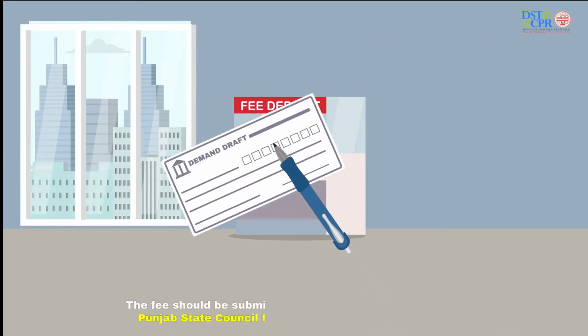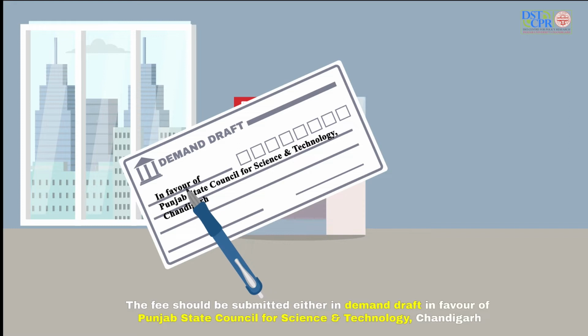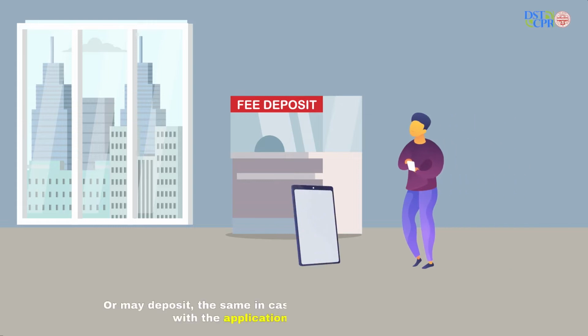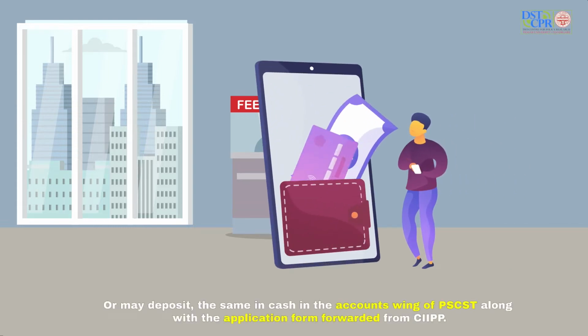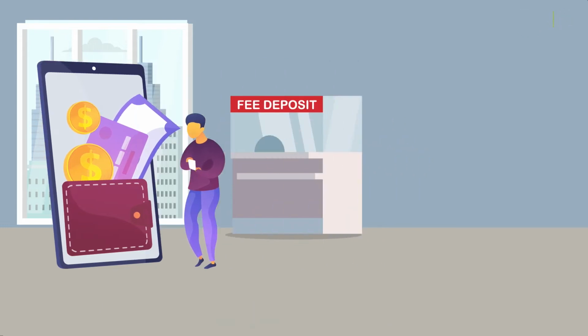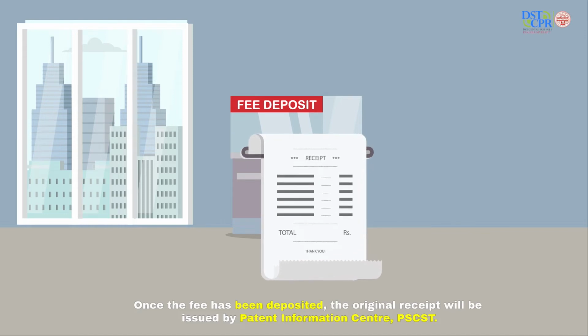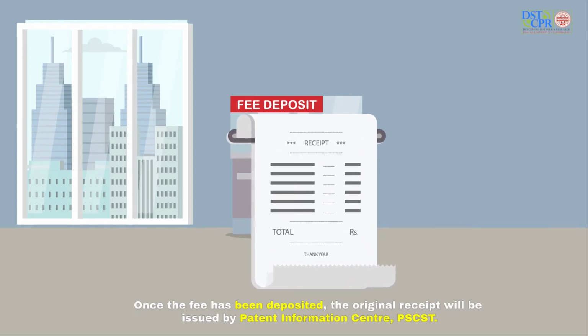The fee should be submitted either in demand draft in favor of Panjab State Council for Science and Technology, Chandigarh, or may be deposited in cash in the accounts wing of PSCST along with the application form forwarded from CIIPP. Once the fee has been deposited, the original receipt will be issued by Patent Information Center, PSCST.